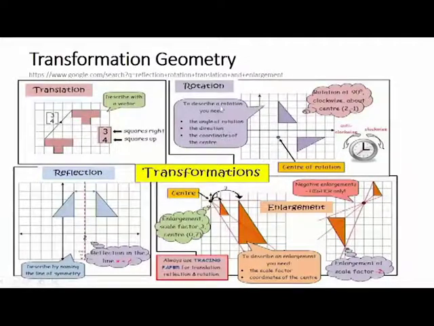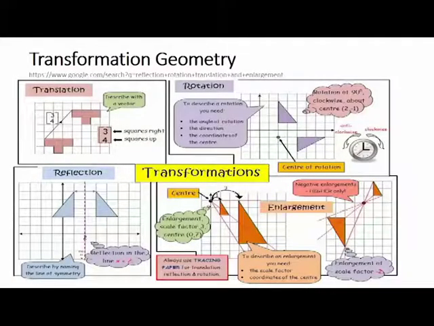Rotation. To describe a rotation, you need the angle, the direction, and the coordinates of the center. How was the shape rotated? Is it 90 degrees, 180 degrees, 270 degrees? That is the angle. Direction, was it clockwise or anti-clockwise? And the center, where is the center of that rotation?